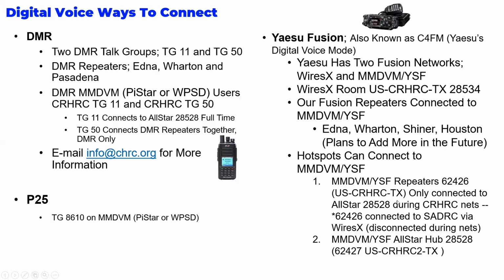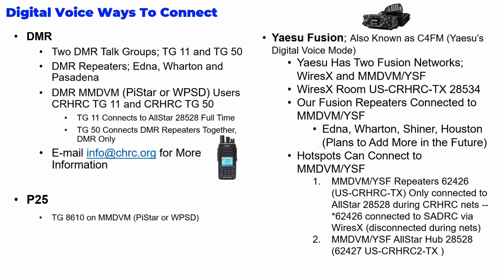Okay. CRHRC also maintains another fusion room, which is known as US CRHRC2-TX, and that's also known as node number 62427, and that's the YSF network, US CRHRC2-TX. What this YSF reflector is for anybody that has a node at home, and you have a Yaesu radio and you want to use your node on YSF and you want to talk to the All-Star Hub 28528, you would connect to CRHRC2 on the YSF network. And that one will be full-time to 28528.